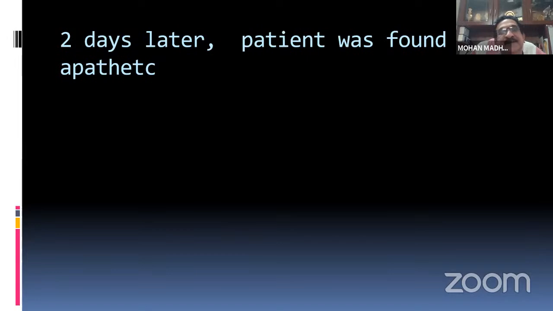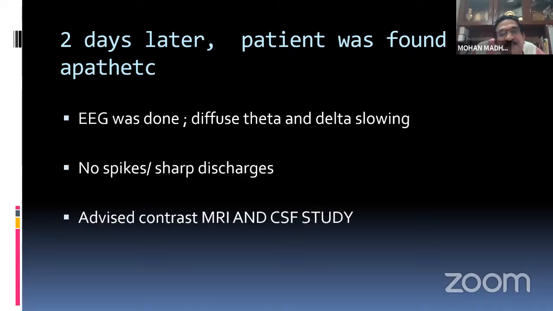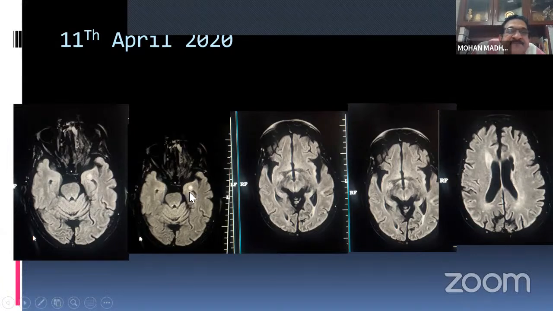Now, the story does not end there. Two days later, the patient was found to be apathetic. EEG was done, which showed diffuse theta to delta slowing, no spike or sharp discharges. The patient was advised contrast MRI and CSF. This MRI, the prior sequence, with contrast to be shown later, shows a rounded hyperdensity in the left medial temporal region, as you can see here, which was not there in the previous MRI taken 3 days back. That was on the 7th, this is on the 11th.